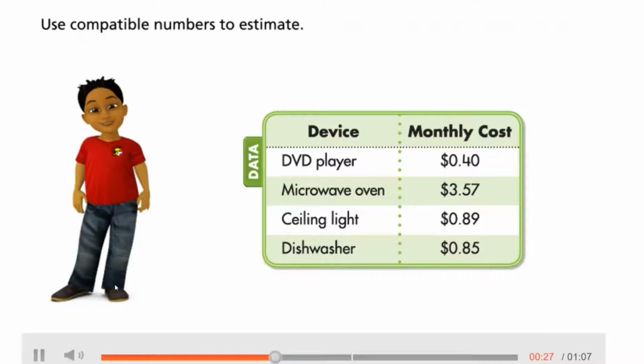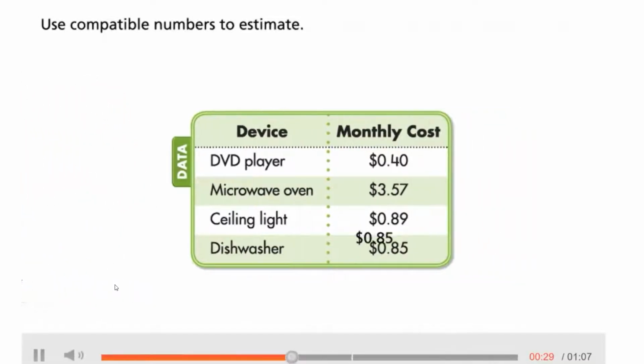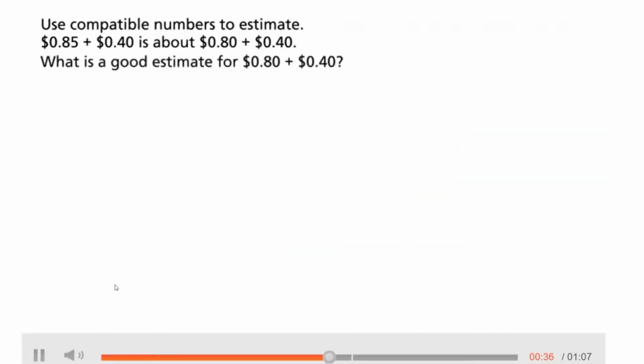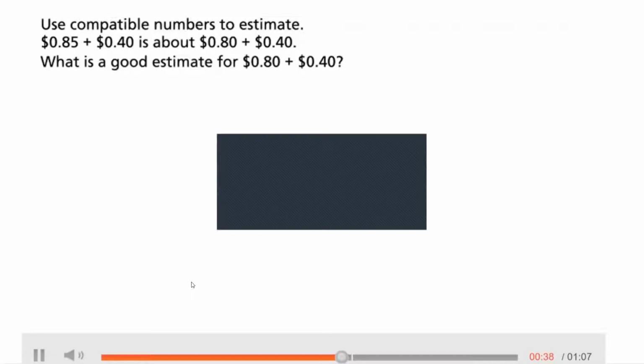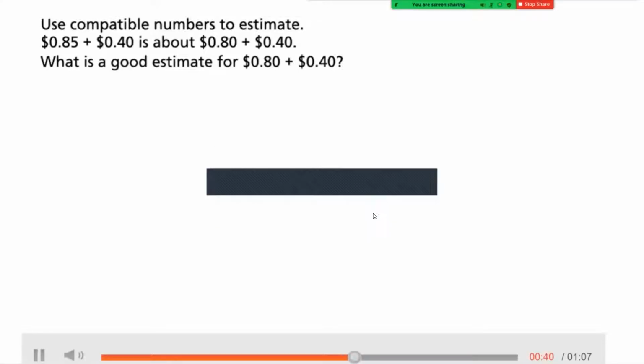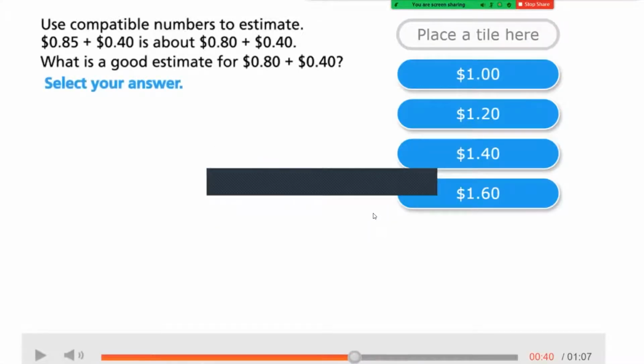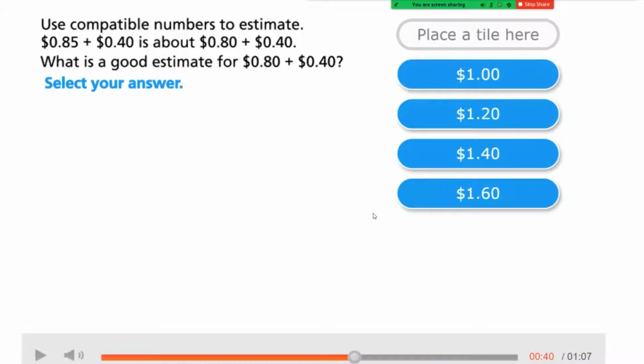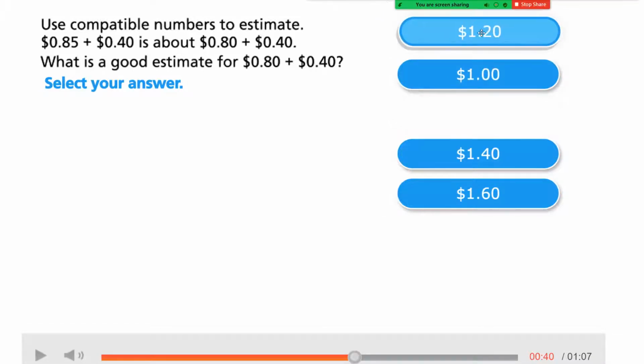Use compatible numbers to estimate. 85 cents plus 40 cents is about 80 cents plus 40 cents. What is a good estimate for 80 cents plus 40 cents? Select your answer. Okay, so if we're looking for an estimate of 80 cents plus 40 cents, we know that 80 cents plus 20 cents is $1. So 80 cents plus 40 cents will give us $1.20.